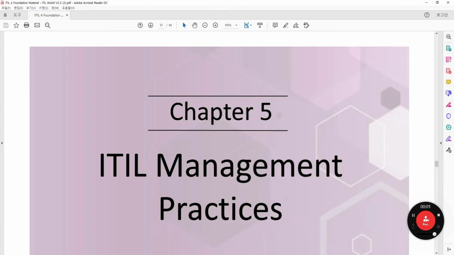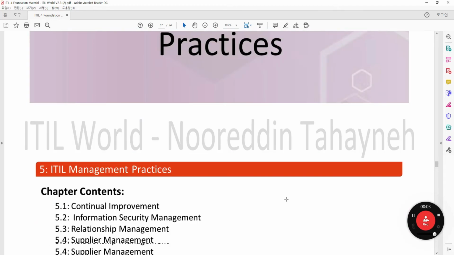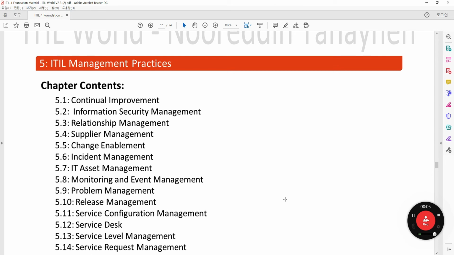ITIL management practices. First, continual improvement. Second, information security management. Third, relationship management. Fourth, supplier management. Fifth, change enablement. Sixth, incident management. Seventh, ITSM management.